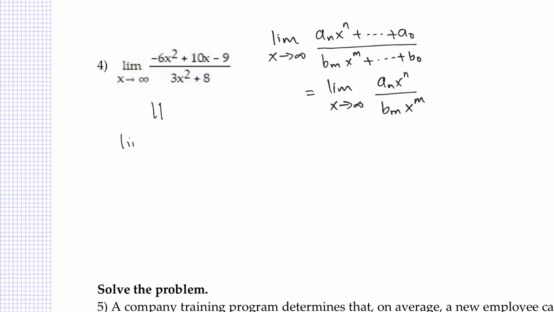The given function, therefore, is equal to limit as x approaches infinity of the leading term of the numerator, which is negative 6x squared, divided by the leading term of the denominator, which is 3x squared. Cancelling out the common factors x squared, we obtain the limit as x approaches infinity of the given function is equal to negative 2.